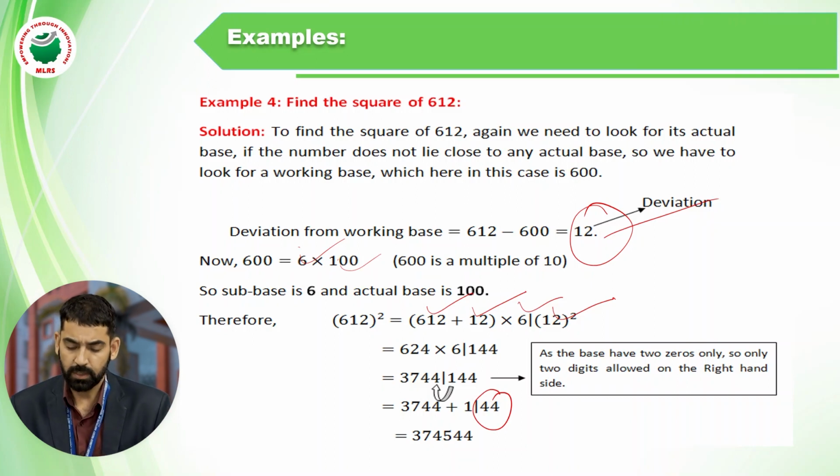So this becomes 374544. So this is the easiest way. Using Vedic mathematical techniques, we can find the square of any number using these two cases.